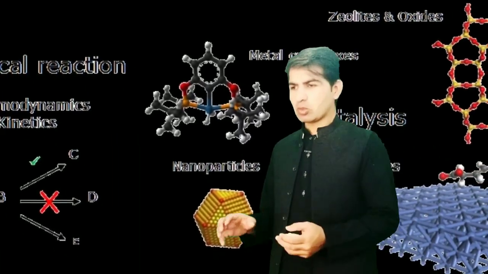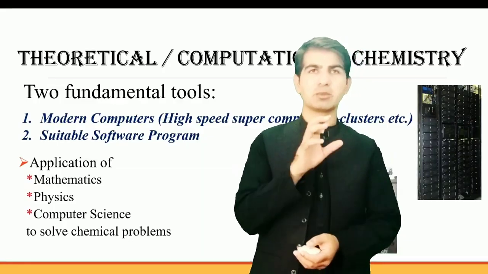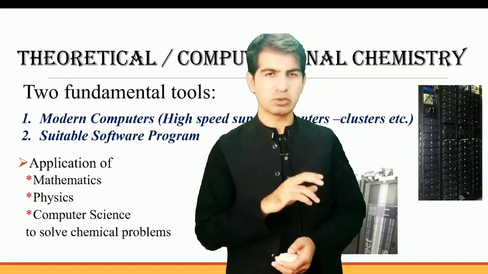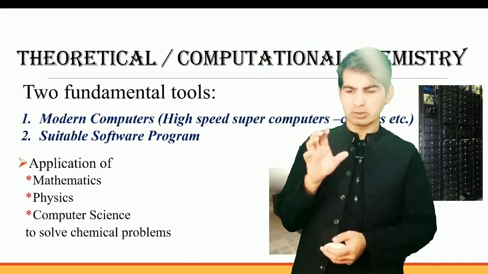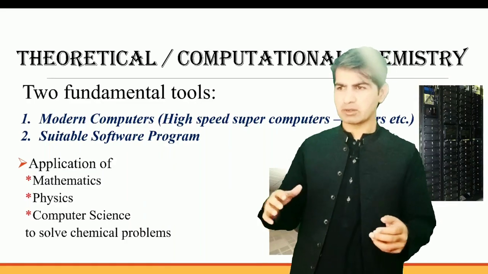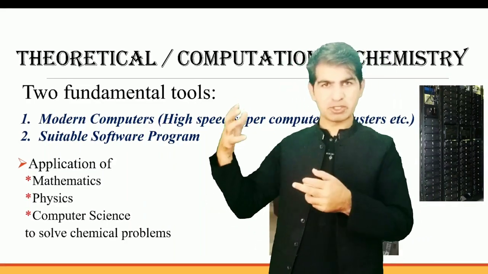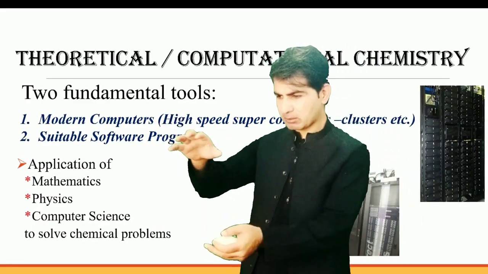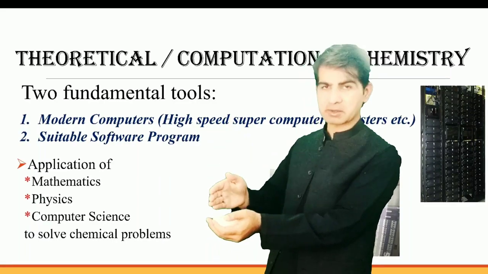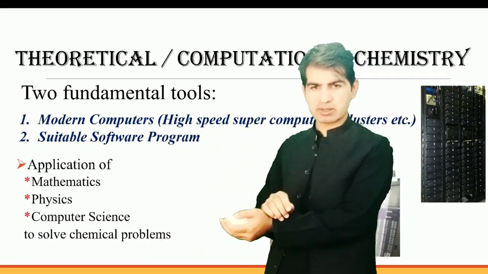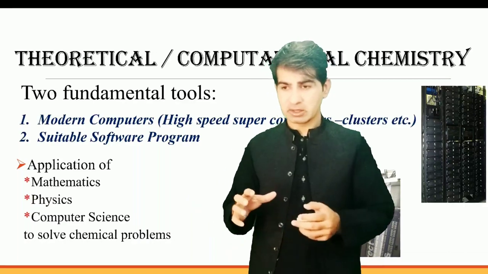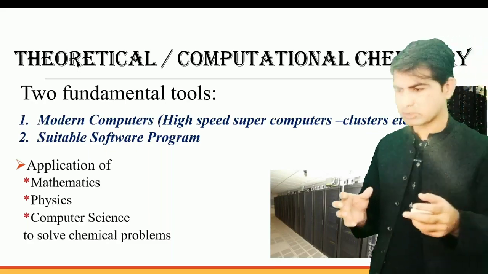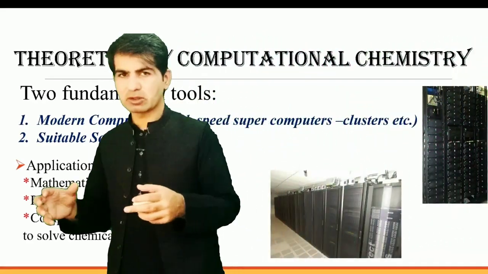Okay, now in theoretical chemistry and computational chemistry, there are two very basic tools. We call them two fundamental tools. The first thing is you need a modern computer, like a high-speed supercomputer, and you need a cluster, where many computers are arranged together and attached with each other. That is called a cluster. You need a cluster nowadays, because if you have a large compound, with a large number of atoms present in it, then you can't use a small system, so you need a very big system.